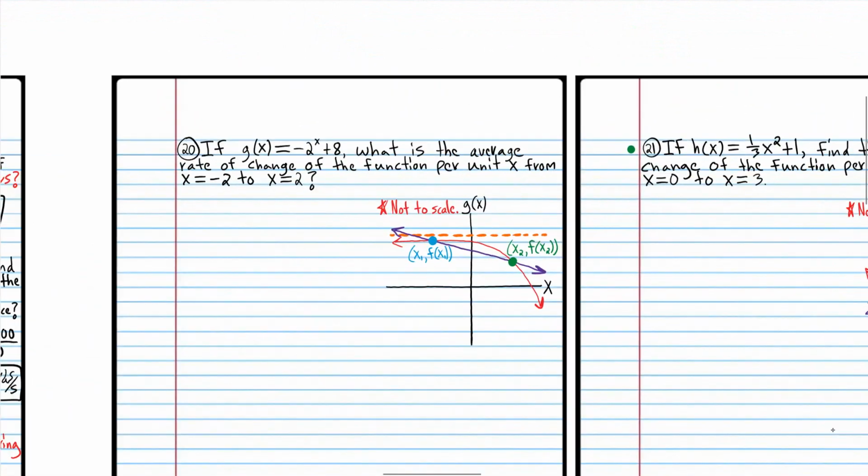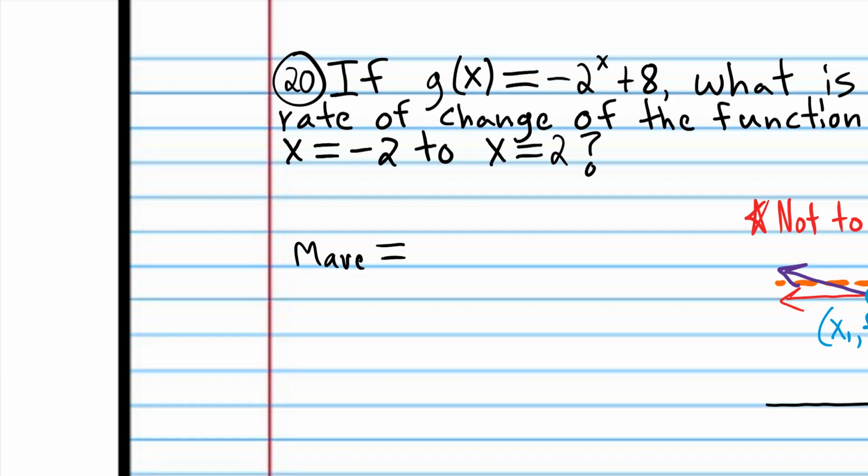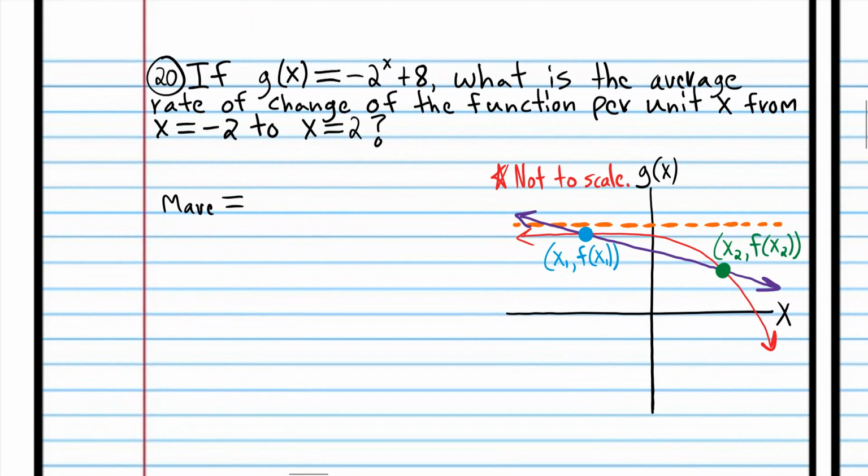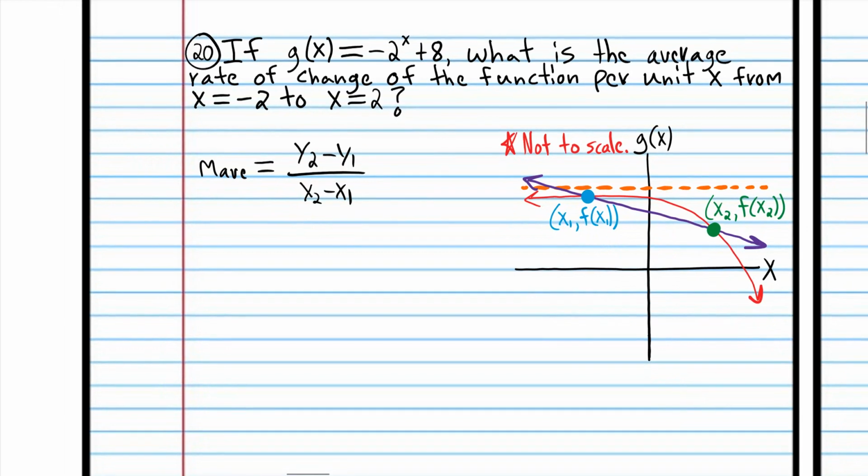So let's try one more of these before you try one on your own. So the average rate of change of the function on the interval x is equal to negative 2 to 2 is just the slope of that purple line. So remember, our slope formula that we learned in beginning algebra is y2 minus y1 over x2 minus x1. And that's the same thing as g of x2 minus g of x1 over x2 minus x1.